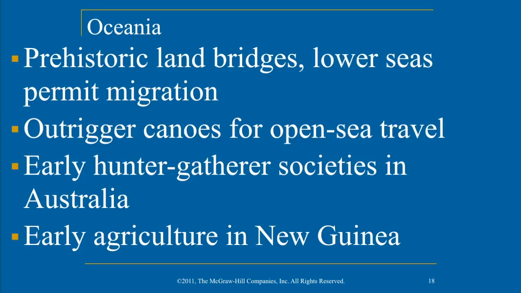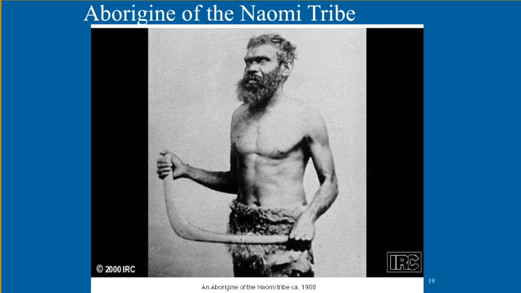Early hunter-gatherer societies are in Australia, meaning that they're following some of the similar patterns that we saw in early Central East Africa in the very beginning when we were studying Homo sapiens, and early agriculture is in New Guinea. Here's an Aborigine of the Naomi tribe. Aborigines are some of the natives, as we would call them, from that area of the globe.